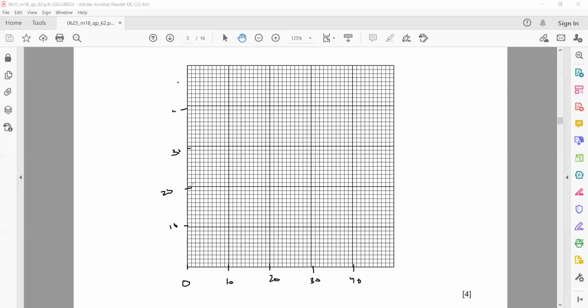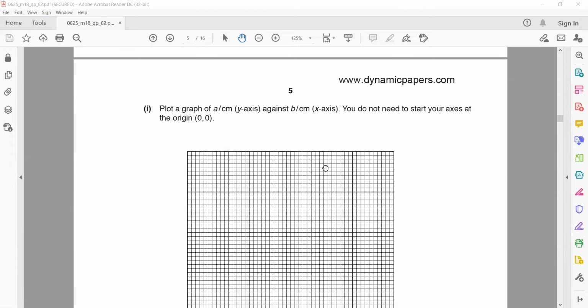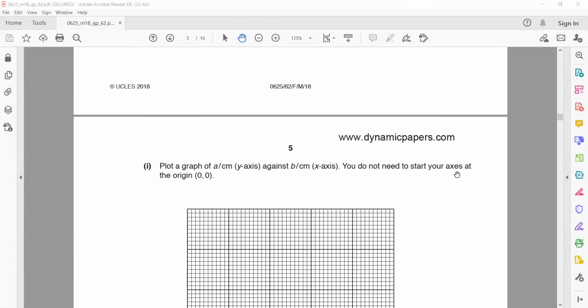But this part of the graph will not be used. Why will this part of the graph not be used? Because I don't have any value. The value of A and B, there is no value of A or B which is less than 20. So this part is not used here. That is why, if they mention that it's optional, you do not need to start your axis at the origin.